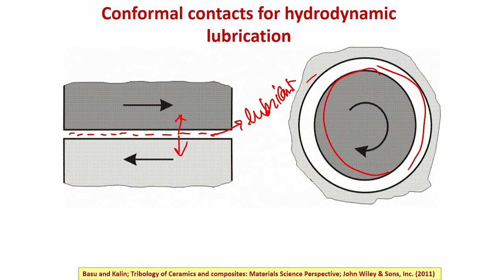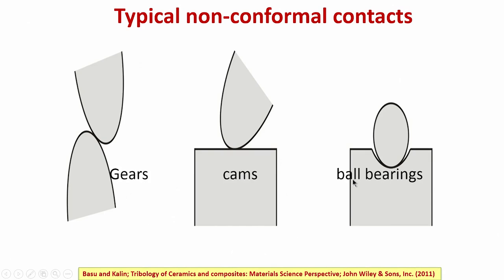So, these are two surfaces, one is rotating, and again there is a very clear conformity, and hydrodynamic lubrication plays an important role. Typical non-conformal contacts are, for example, gears, right? This is called a gear tooth. These two teeth in the gears essentially represent non-conformal contact. Again, gear against cams is a non-conformal contact, and so are ball bearings. So, this is one ball.